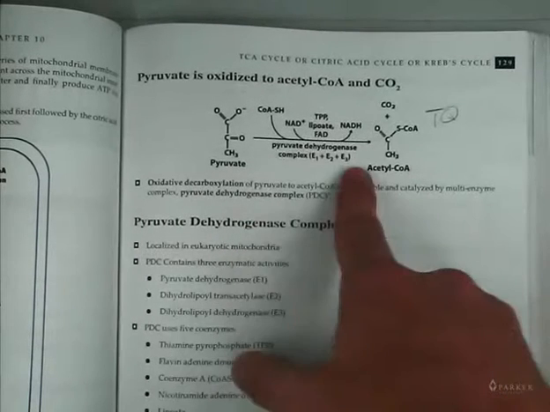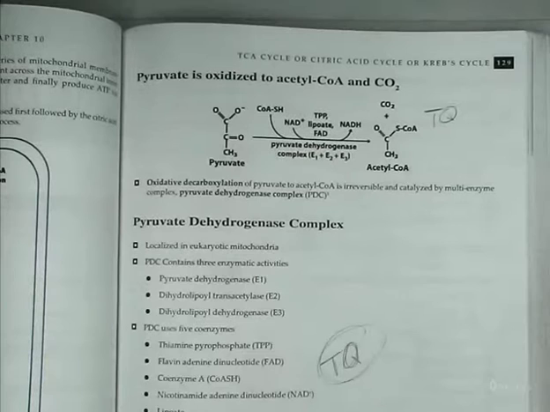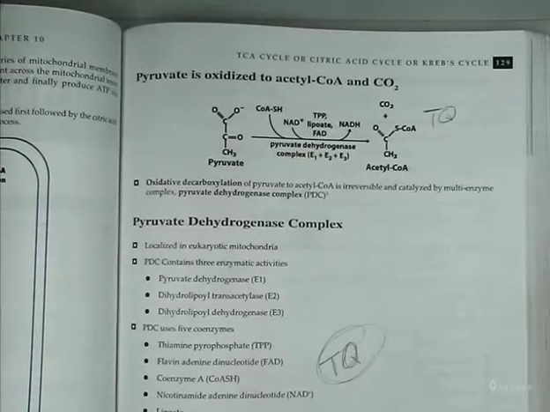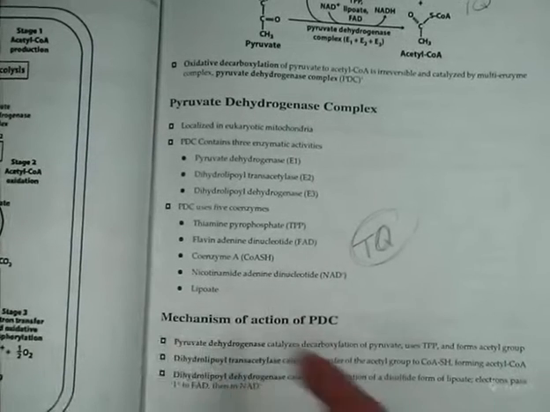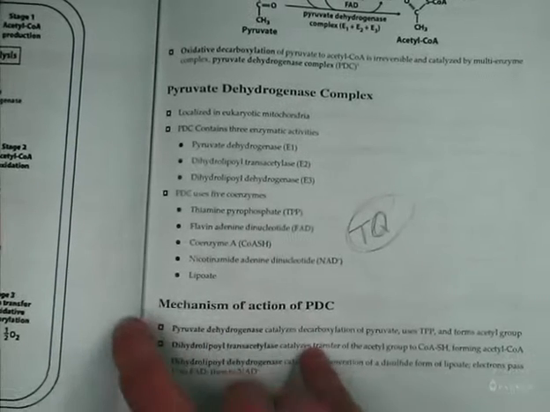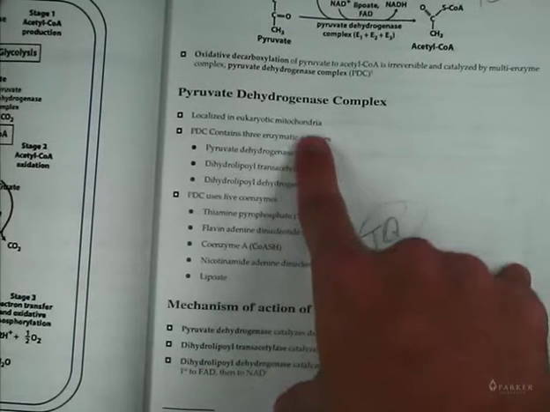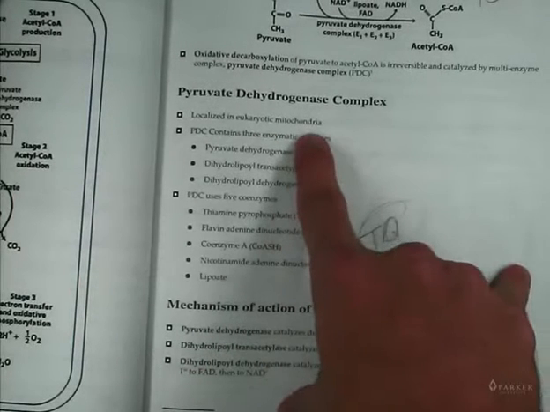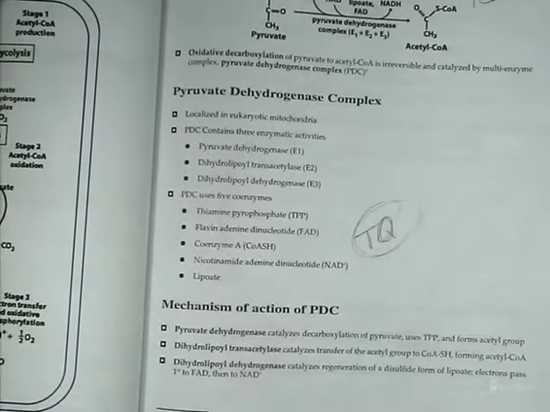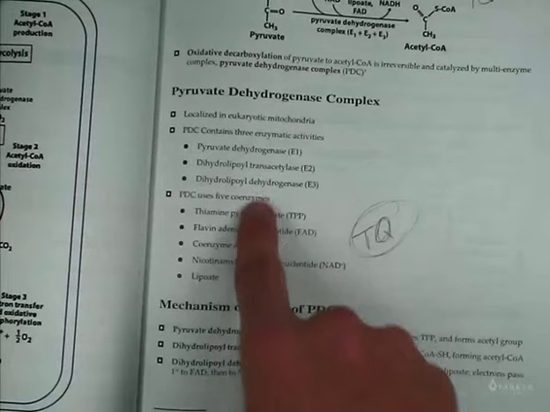So a lot of people think that, oh, it's pyruvate dehydrogenase complex, so it's making pyruvate. It's not. It's dehydrogenating it. Exactly. So if we know our nomenclature, we'll be fine. So this happens within the mitochondria. So this is the first enzyme that's working inside of there.